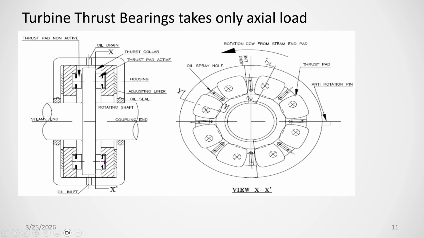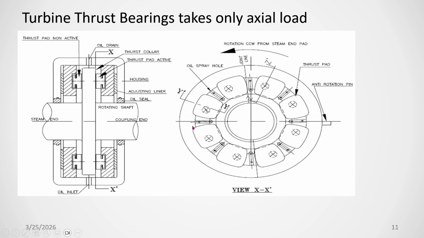You see, this is the thrust bearing. This one is called the active thrust bearing, because in the normal case the rotor will move from high pressure to low pressure side, from the steam end to the coupling end. This particular thrust pad is subject to that load. That's why it is called the active side, and this side is called non-active.